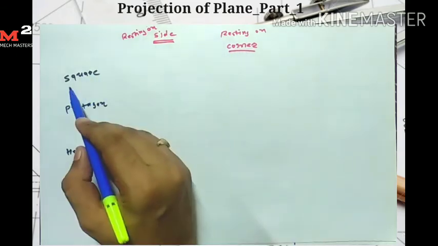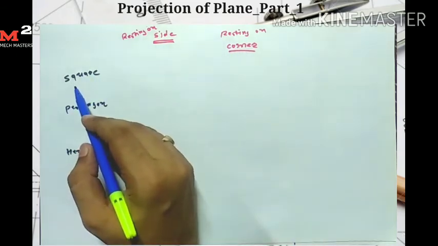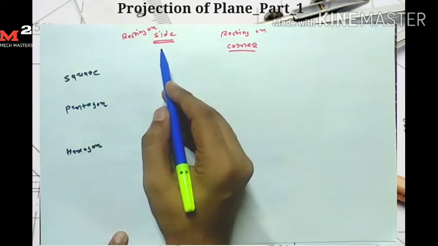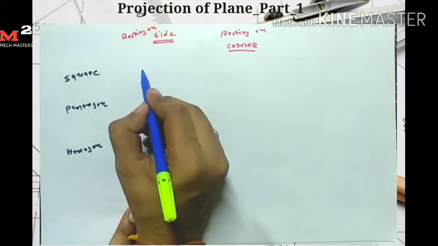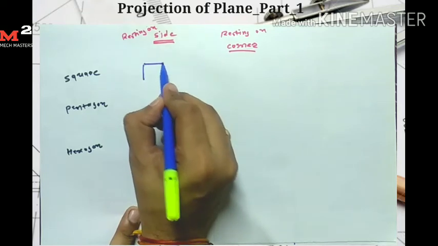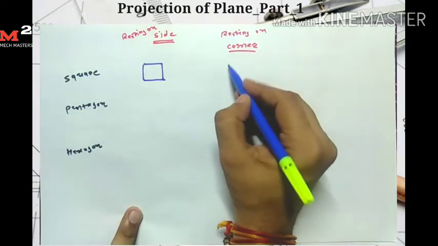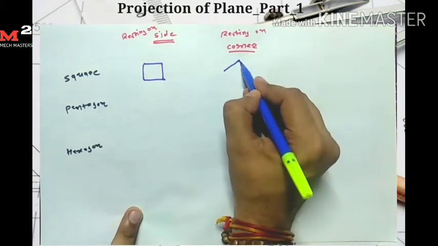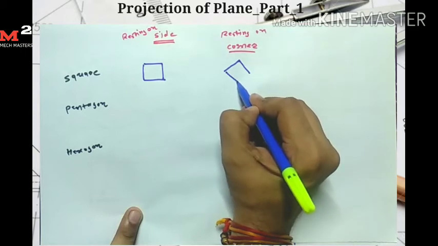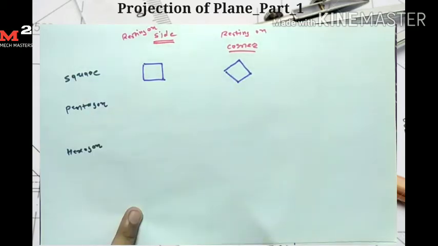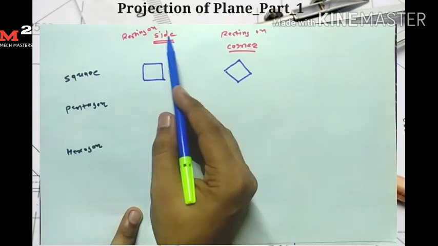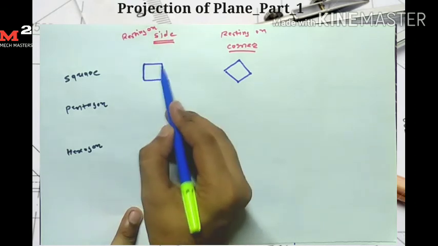Okay, let's first start with the square plane. If the square plane is resting on side, then we draw the square plane like this. Okay, this is the plane resting on side, and if the plane is resting on corner, then we draw the square in this way.